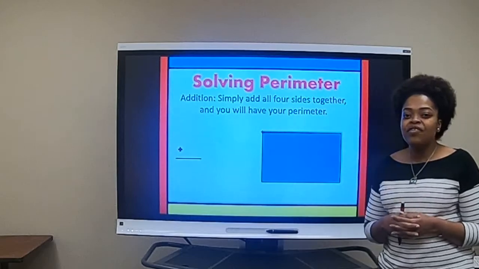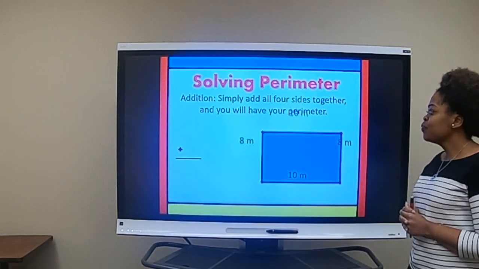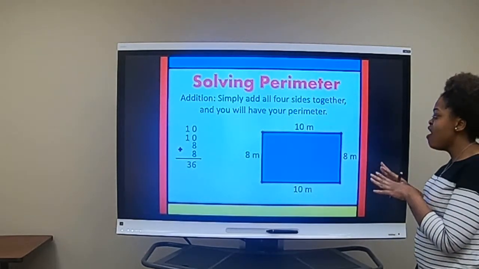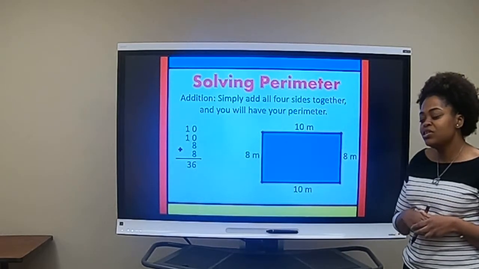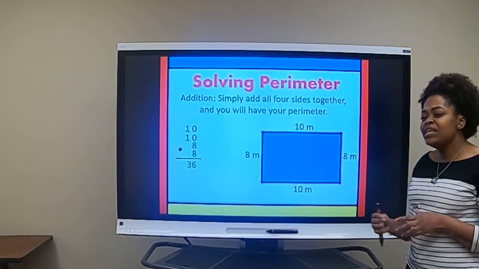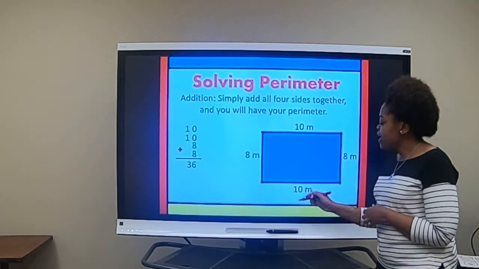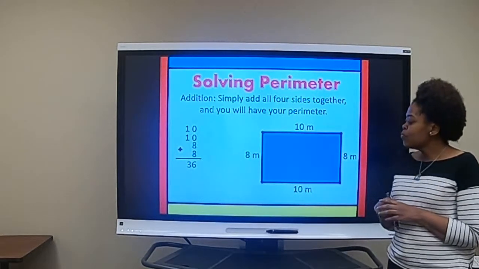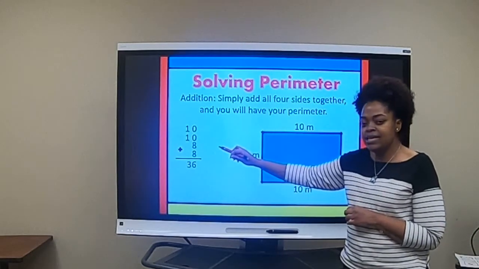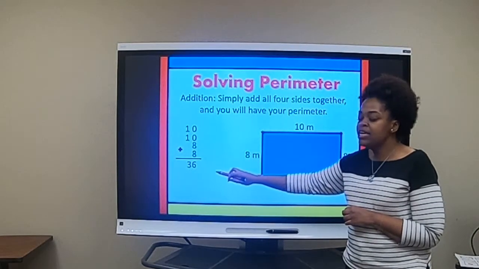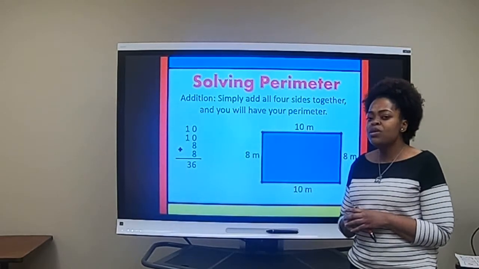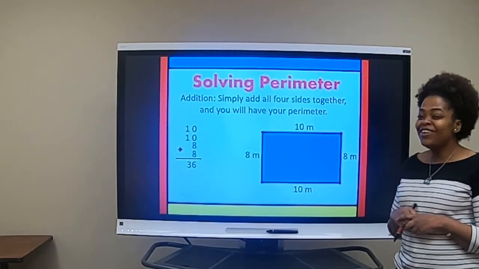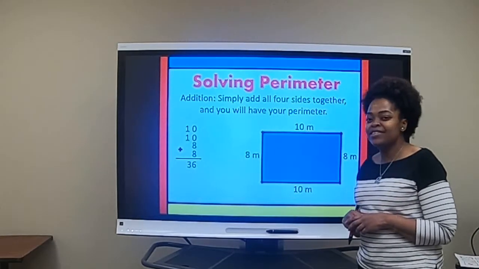Remember when we talked about solving for perimeter? We learned that we could simply add all 4 sides of a shape or an object to find the perimeter. Let's look at this example. We have a length of 10 meters and a width of 8 meters. We can say that 10 plus 10 plus 8 plus 8 is equal to 36. So what would be the perimeter of this shape? You are correct. It would be 36 meters.